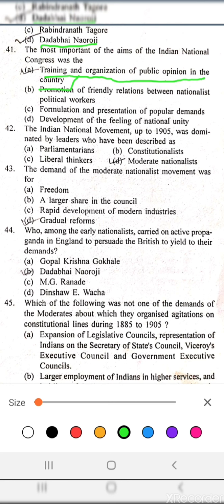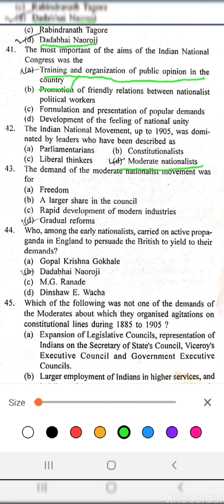Okay, let's move on to the next question, which says the Indian national movement up to 1905 was dominated by leaders who have been described as. We all know that the moderate phase of the Indian National Congress was from 1885, right from the establishment of the Indian National Congress, till 1905. So the dominant group of the Indian National Congress during this time period was moderate nationalists. Moderate nationalists would be the correct answer.